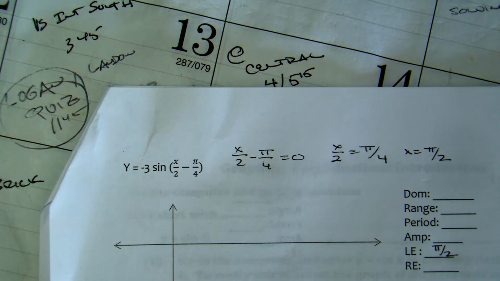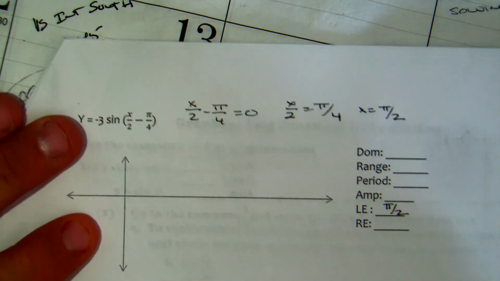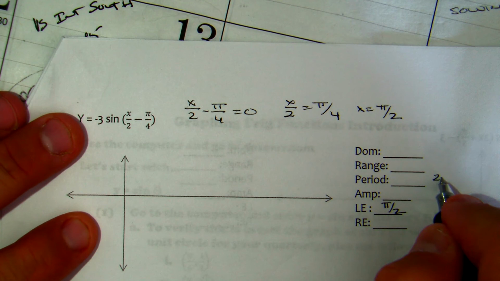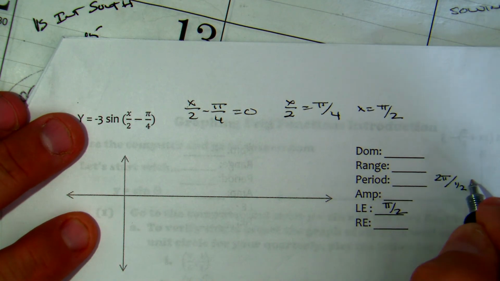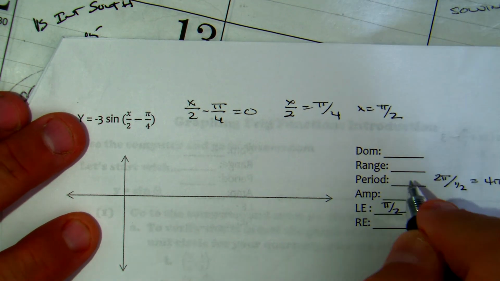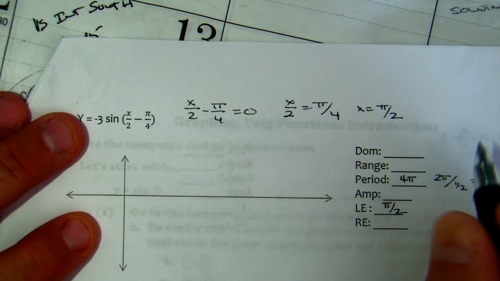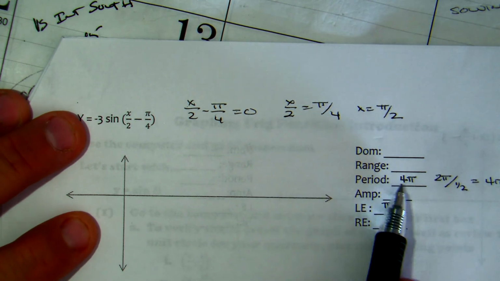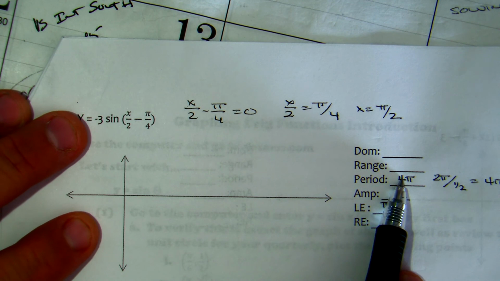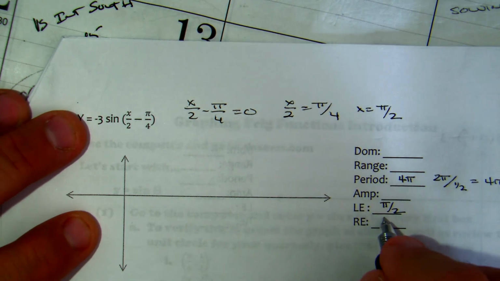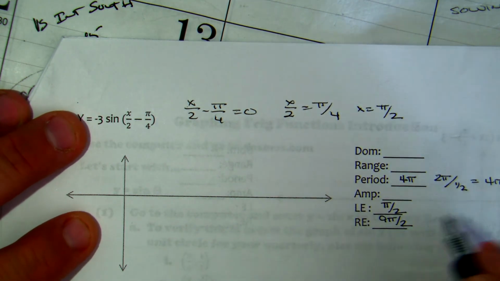My period, 2 pi over the coefficient of x, which is 1/2, ends up being 4 pi. So my period is 4 pi. My denominator is 2. I multiply it by 4. 4 times 2 is 8. 8 plus 1 is 9. My right end point is 9 pi over 2.